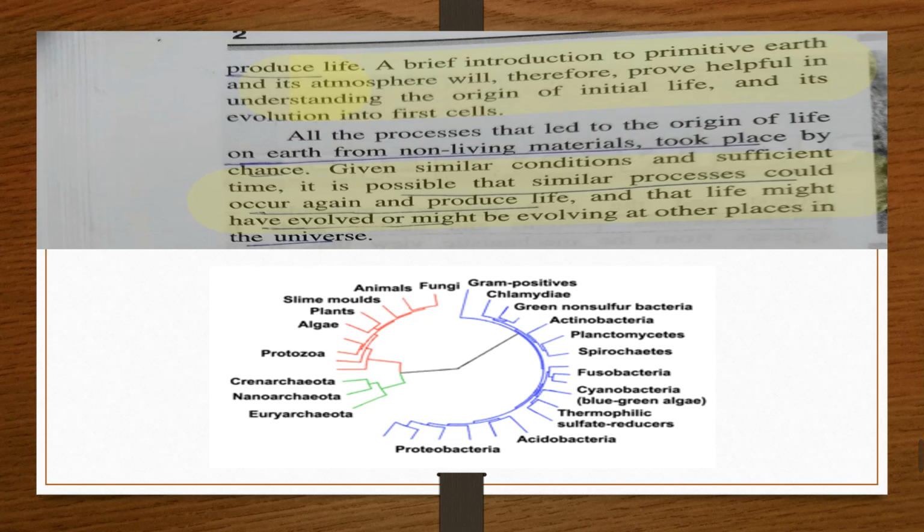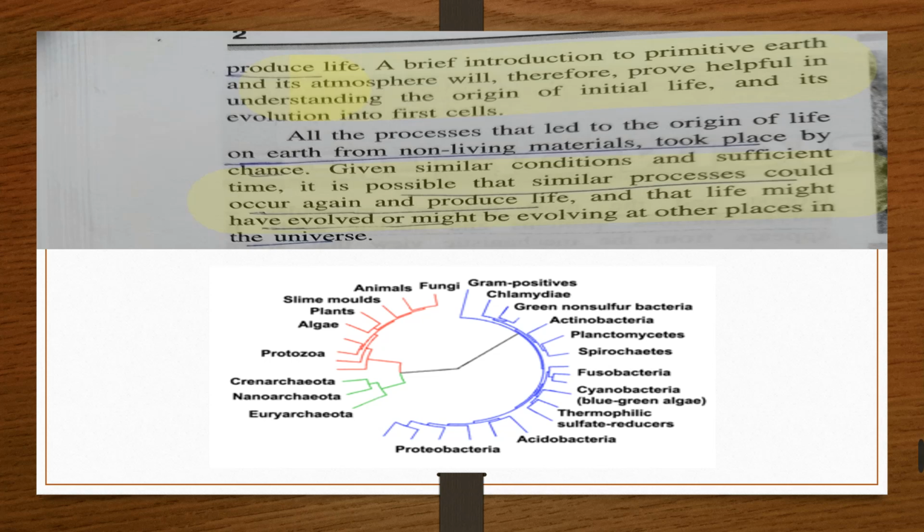So Earth originated, and some other planets originated, in the same way. And you know that in this theory it is proposed that the origin of life on Earth has taken place from non-living material, and it has taken place by chance. So two things come out of this theory: life comes from non-living materials, and it took place by chance.